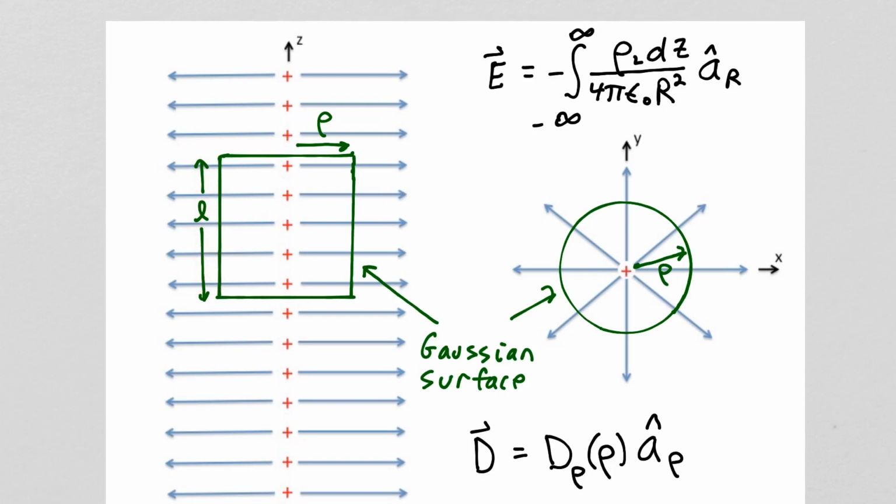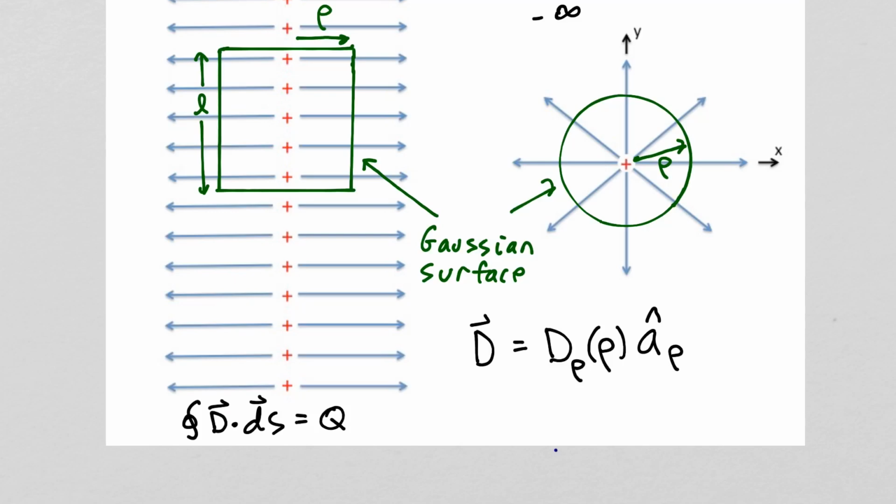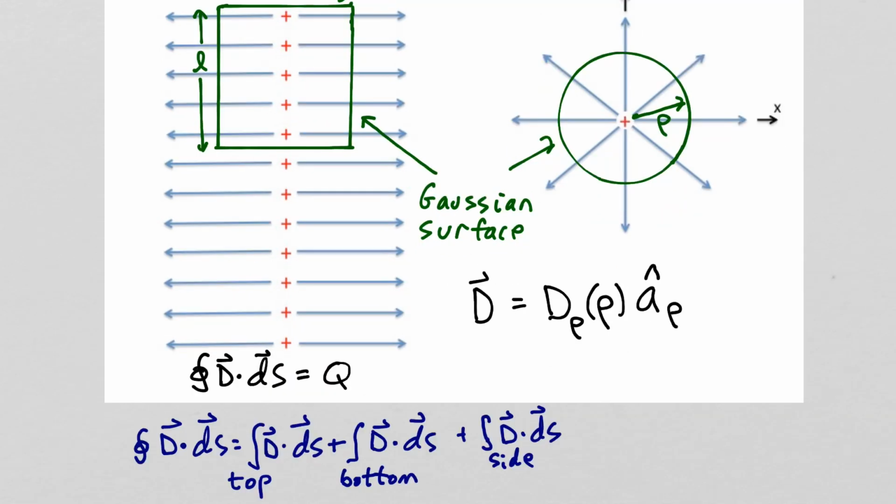This example will illustrate that the Gaussian surface does not have to enclose all the charge in order to determine the electric flux density field. We now apply Gauss's law to our Gaussian surface. So we'll integrate over the top, the bottom, and the side of our cylinder. And the charge enclosed will be the line charge density times the length of the line that's inside our Gaussian surface, or L.